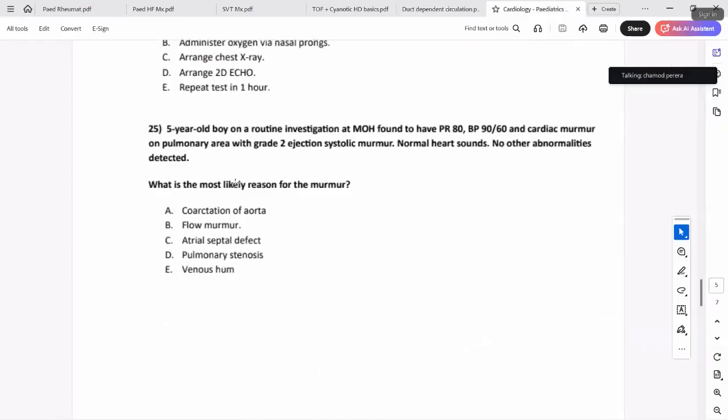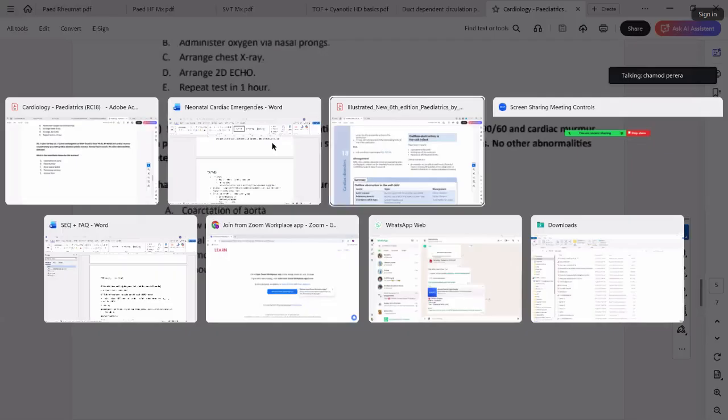We have a 5-year-old boy who, on routine investigation at MOH, is found to have a pulse rate of 80. That is fine for a 5-year-old. Blood pressure 90/60 is also okay. There is a cardiac murmur in the pulmonary area, a grade 2 ejection systolic murmur, with normal heart sounds and no other abnormalities. This is an innocent murmur, a flow murmur, and there are certain characteristics that you need to know about a flow murmur.